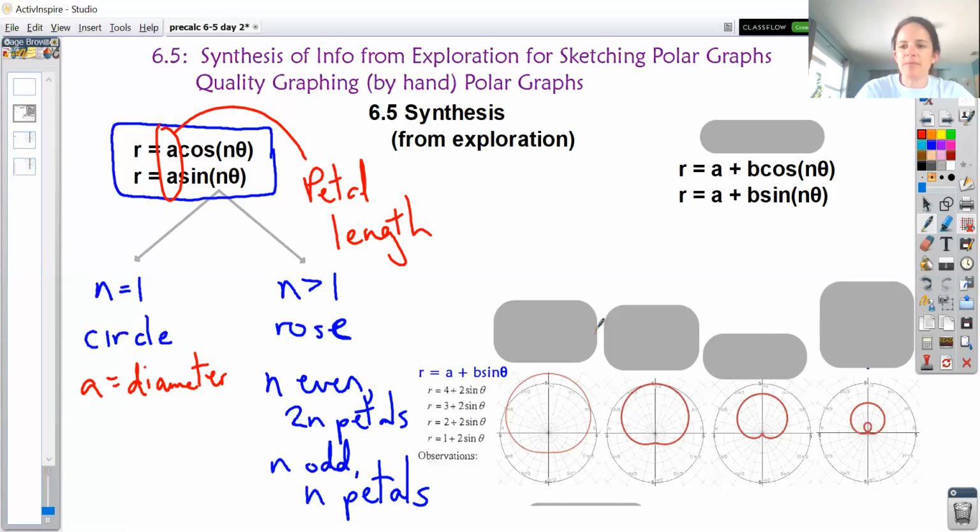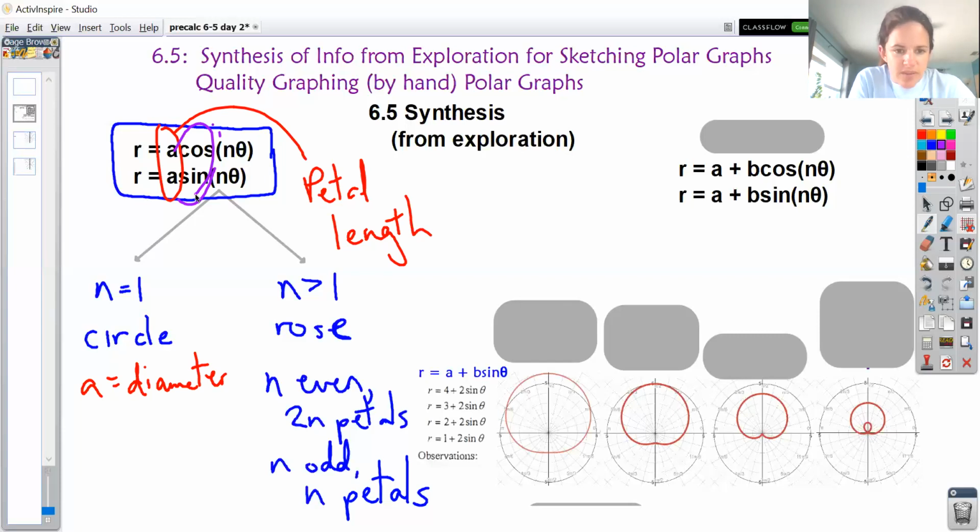And then the last thing that we hadn't talked about was whether it was a cosine or a sine. So if it's a sine graph, then that means that it is centered on the y-axis. And if it's cosine, it's on the x-axis. If it's a positive cosine, then it's on the positive side of the x-axis. And if it's a negative cosine, it's on the negative side of the x-axis for the circles.